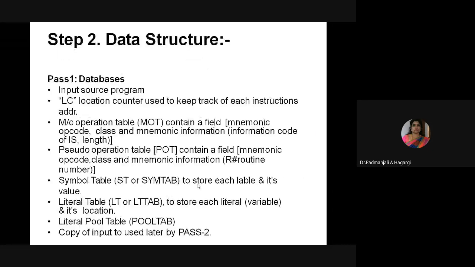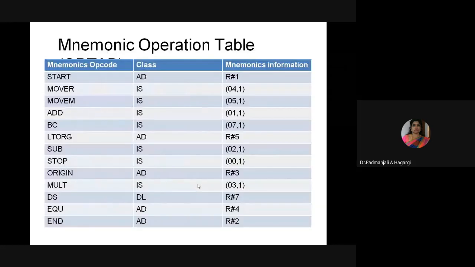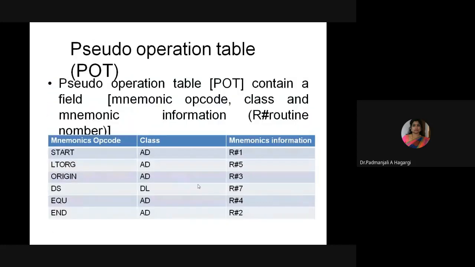So among these statements, we need to identify the imperative statement, the declaration statement, and the assembler directive. Only one statement is found to be a declaration statement or declaration language. Here the declaration statement DS should be there, but it is written as DL.